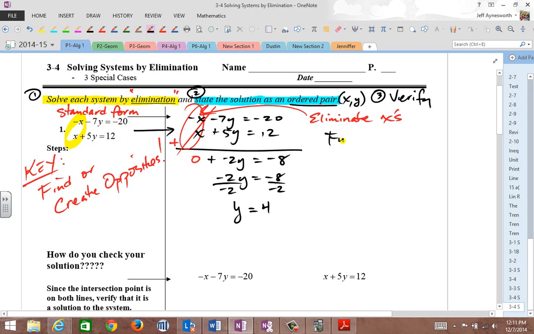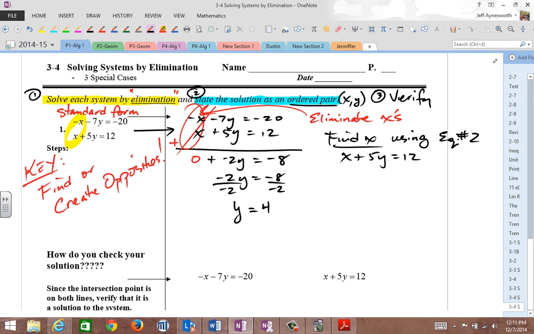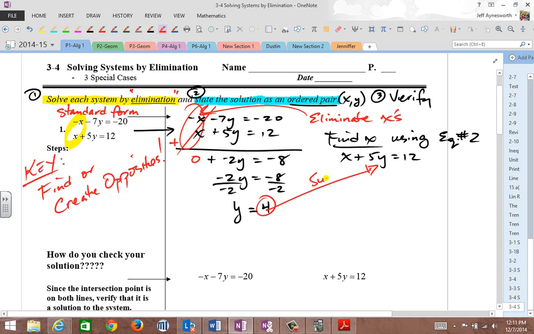So to find x here, we're going to use equation number 2, or the second one, in other words. So I'm going to bring it over here, x plus 5y equals 12. And what we're going to do is take our y value and substitute it in, and we're going to find the other variable. You should be familiar with this because we've done this before in the previous methods.